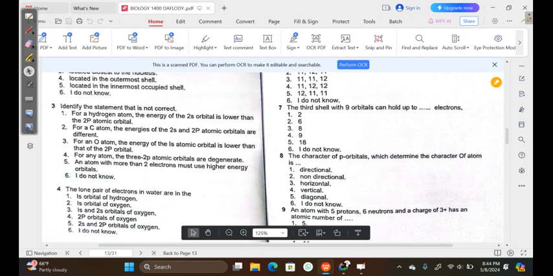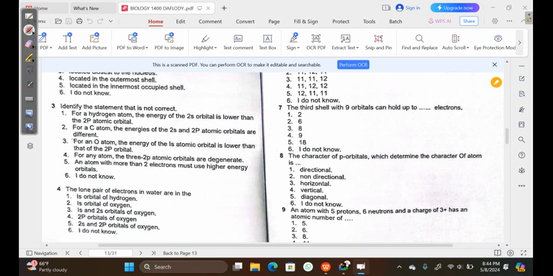Question 3. Question 3 reads, identify the statement that is not correct. So 1 is saying, for the hydrogen atom, the energy of the 2s orbital is lower than the 2p atomic orbital. So we're looking for the false statement, meaning that 4 of these are correct. So we're looking for which of these statements is false.